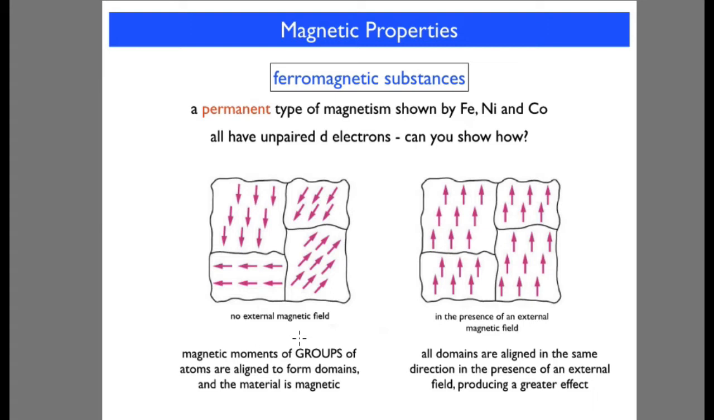Magnetic moments of groups of atoms within these materials are aligned to form domains, and the material is magnetic. So you've just got groups of atoms within the materials that are all aligned, and so the spinning electrons within the atoms are pointing in the same direction, and the little domains are magnetic. If you put it in the presence of an external magnetic field, all the domains are aligned in the same direction, and it produces an even greater effect, so it becomes more magnetic, or the magnetic field becomes stronger.